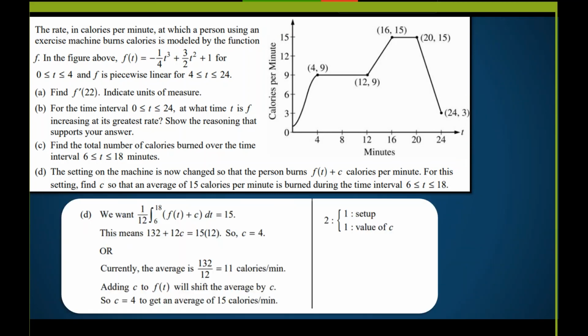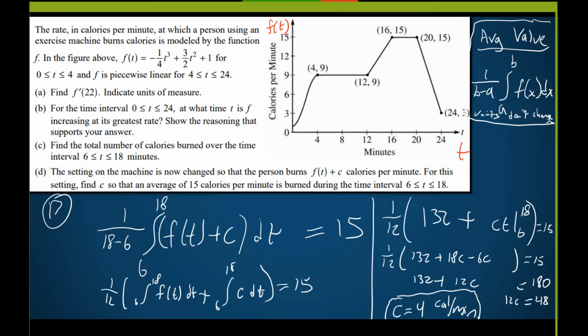Okay, so here's our scoring guide. 1 point for our setup, which is an average value equation that we set equal to 15, and then 1 point for solving for the value of c as 4. Any questions on anything we did for A, B, C, or D?